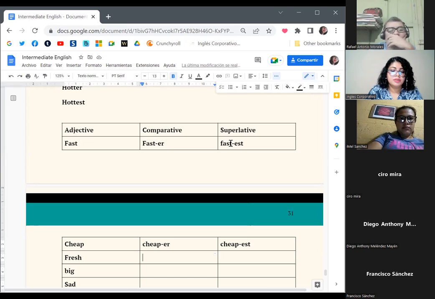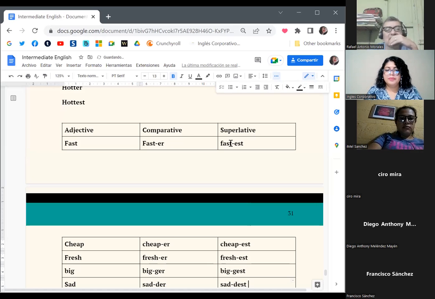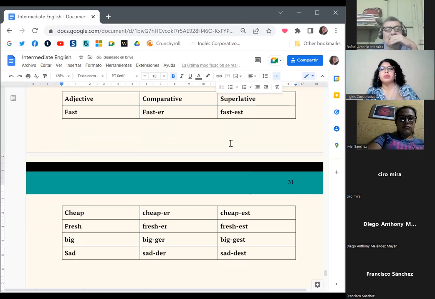Then we have fresh, the R, just bigger in this case, big. So in this case, I'm going to have this one like this. Biggest. And the last one, sad, that is sadder. Again, in this case, we are going to double the last consonant. Sadder. Saddest.